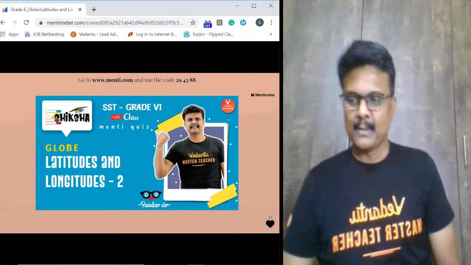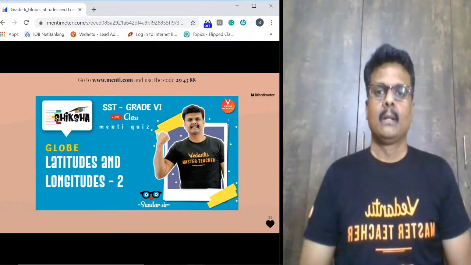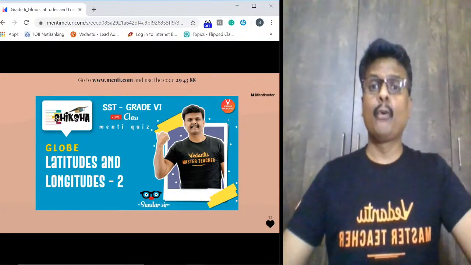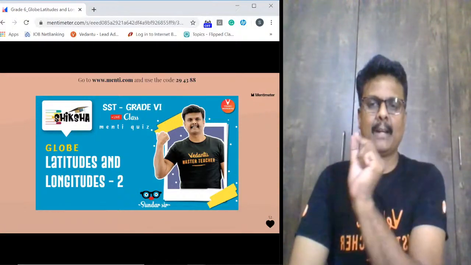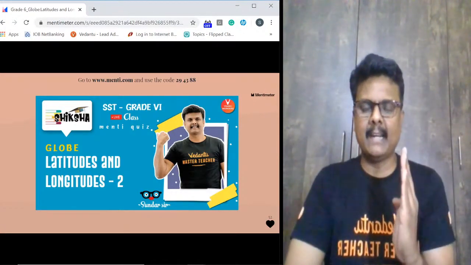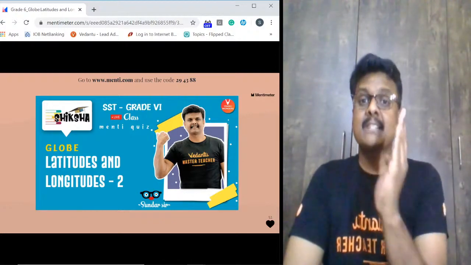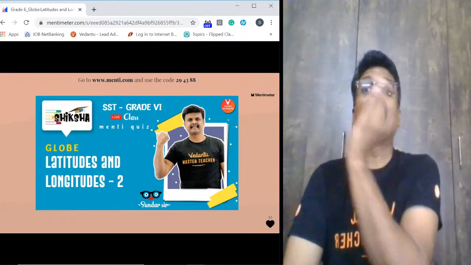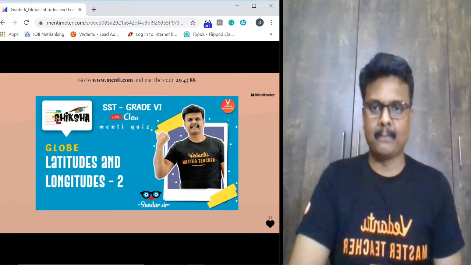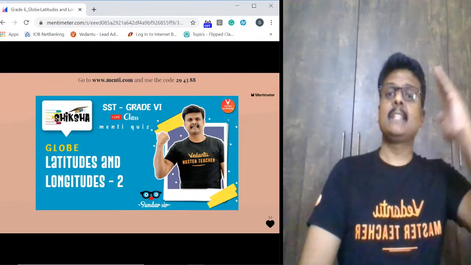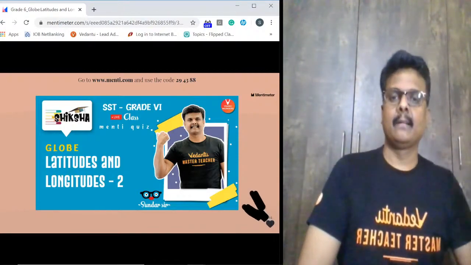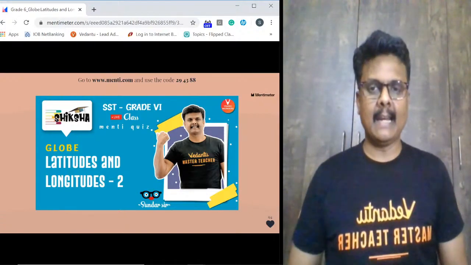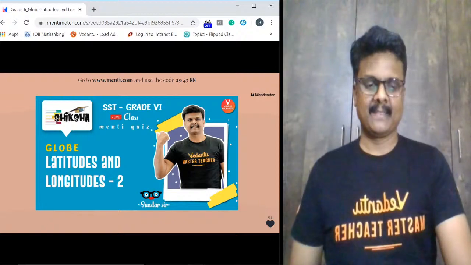So every degree takes 4 minutes. So depending on the number of degrees from the prime meridian, you can calculate. If the place is on the east side, how much time ahead from Greenwich time, that is from the prime meridian? If it is in the west, how much time behind? You can calculate. So every degree, 4 minutes. I hope you guys are clear now.